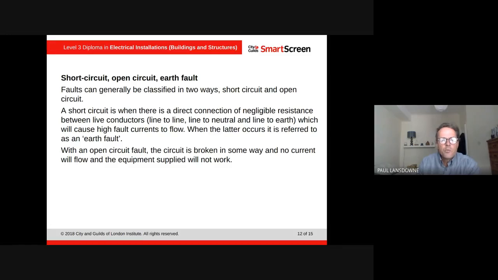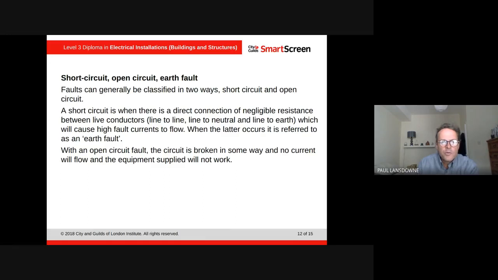A short circuit is where there is a direct contact of negligible resistance between live conductors. So line to line, line to neutral, and line to earth, which will cause high fault currents to flow. When the latter occurs, it's called an earth fault. So if there was a fault between line to line or line to neutral, it's a short circuit. Or if we have a line to earth, we call that an earth fault.